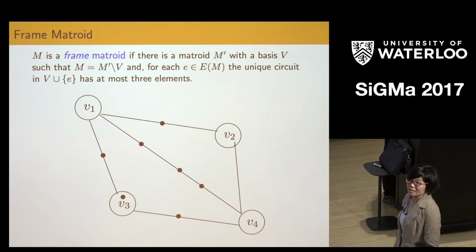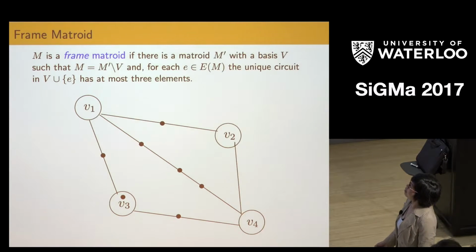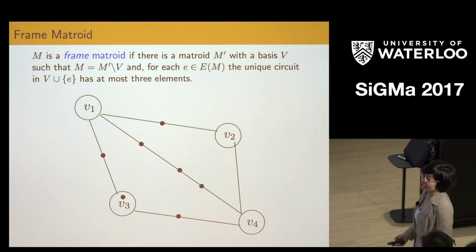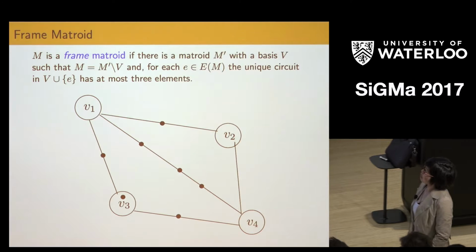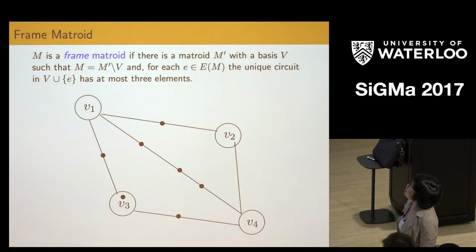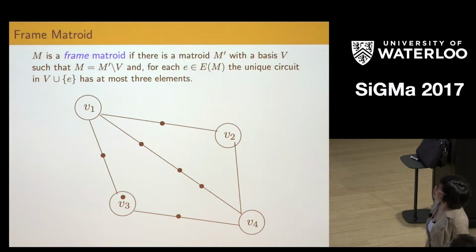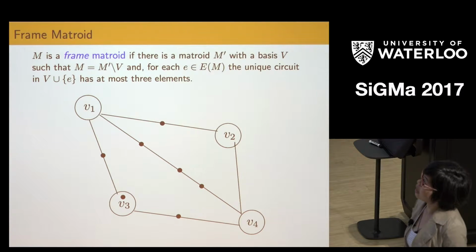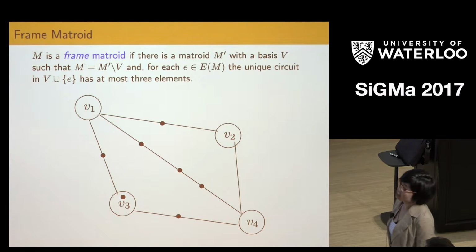First, I want to give some definitions. In fact, Jeff gave the definition too, and I will just go through the definitions fast, in case someone may have forgotten. We call M a frame matroid if we can find a matroid M prime that has a basis V such that for each e in M, e can be spanned by at most 2 elements in V, and so we call M a frame matroid.